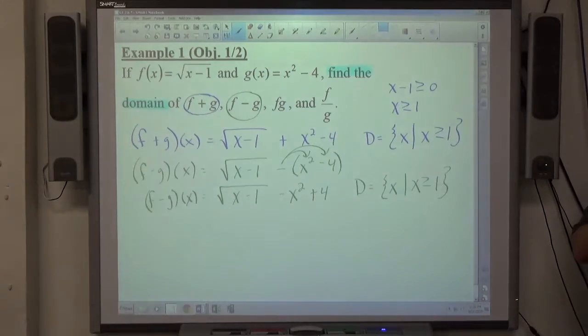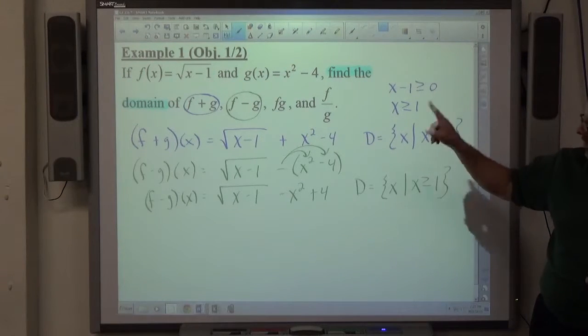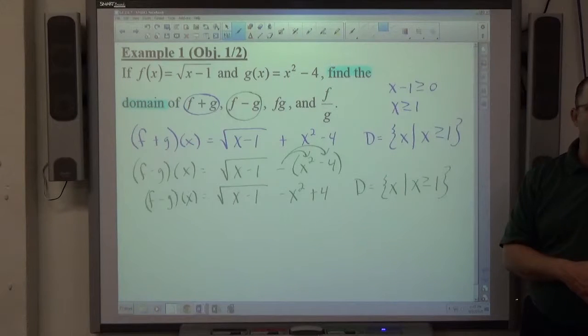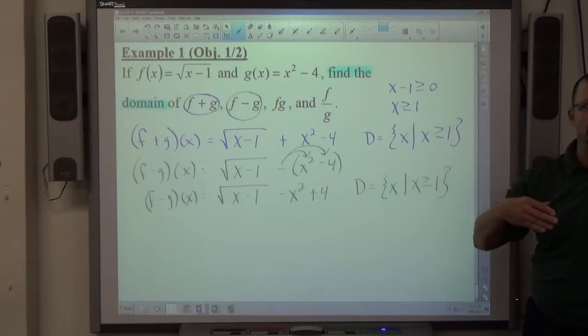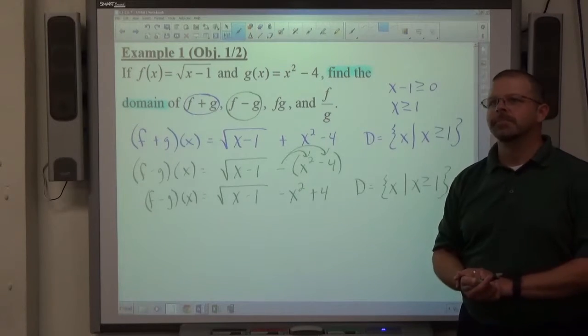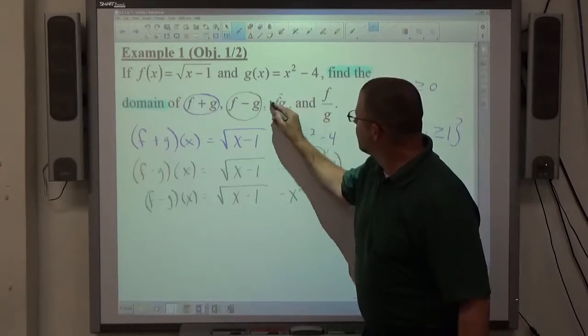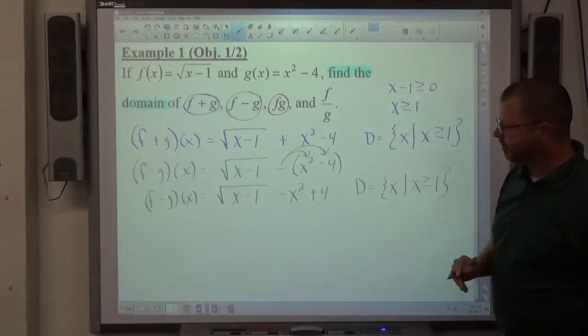I'm going to use the word usually, but I think I should probably use the word always. But I'm going to say usually just in case there's some weird function out there that somebody in the world knows about that doesn't do this. But usually, f plus g and f minus g have the same domain. So if you found one, you found them both, basically. I can't think of a single one off the top of my head that wouldn't do that. But again, there's weird stuff out there. Maybe somebody has it. And we'll see. F times g.